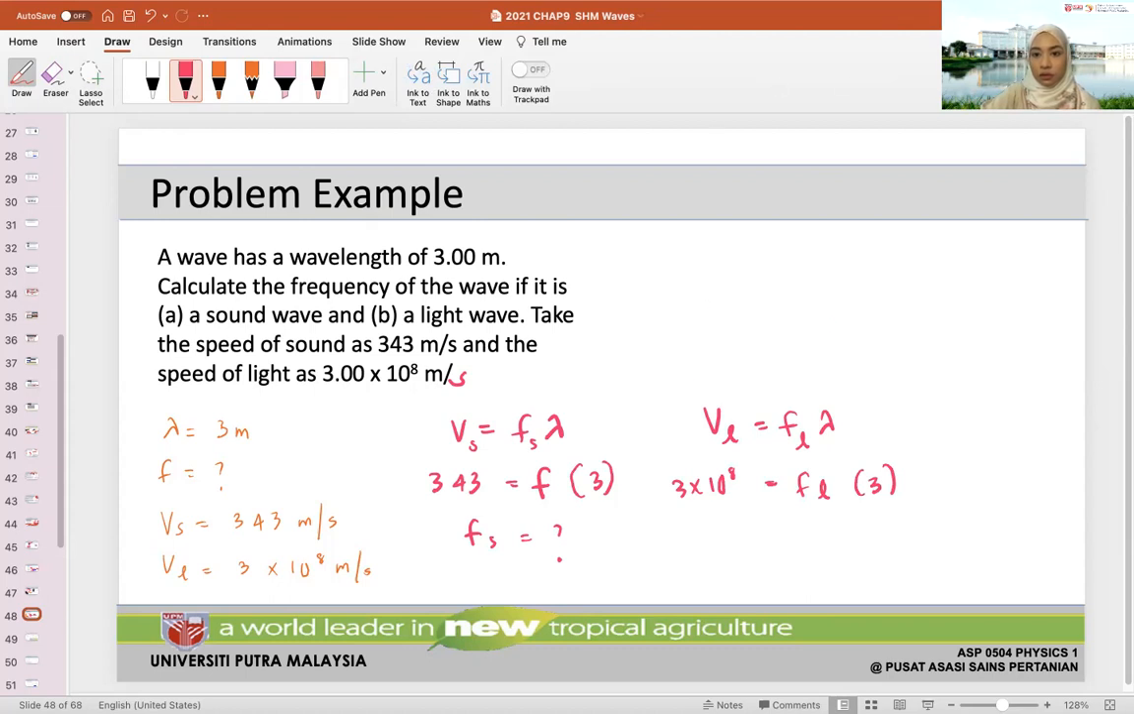Someone is writing something. Okay, thank you, Aida. This is the frequency of sound, 114.33. Is that right? What about the frequency of light? Did anyone do it?